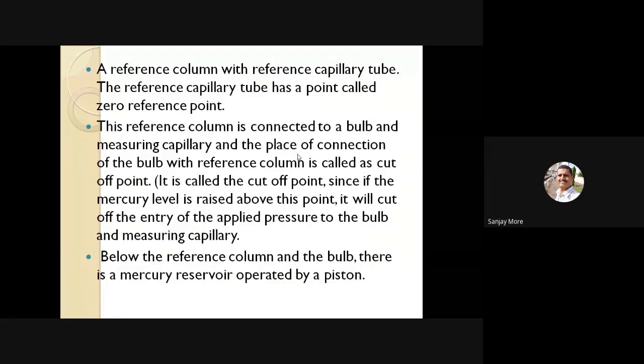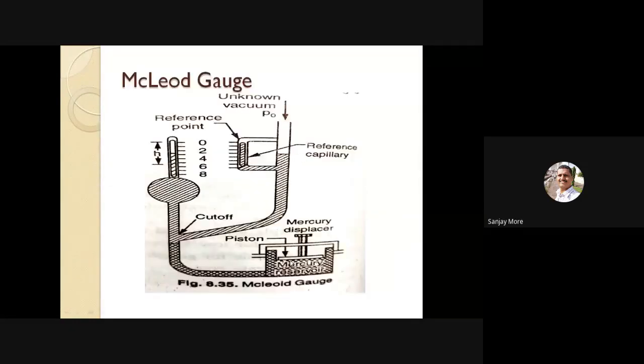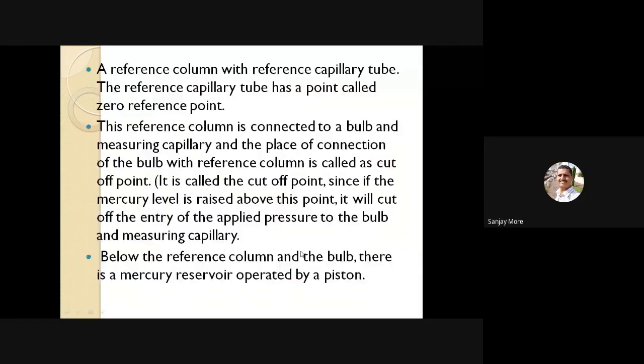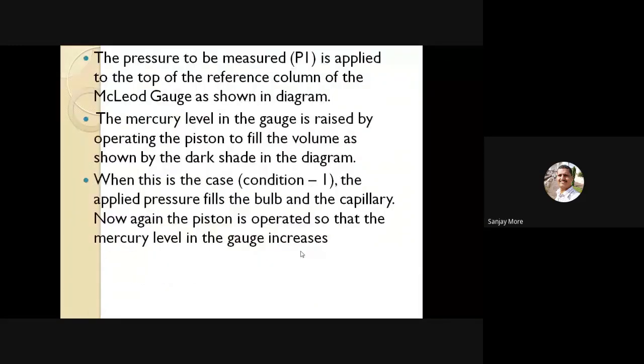Below the reference column and the bulb, there is a mercury reservoir operated by the piston. Here this mercury reservoir is operated with the help of the piston. Here there is one mathematical expression, but it is not in our syllabus, how to measure the actual created pressure and vacuum.